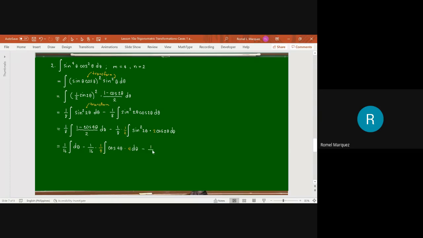Then minus 1/16. What's the integral, guys? U to the n plus 1 all over n plus 1. Okay? So let's now evaluate the remaining integrals. 1/16 theta minus 1/32, 64. Integral cosine u du, sine u. And then finally, 1/48 sine cubed 2 theta. Then your favorite plus C. Any question with this, guys?